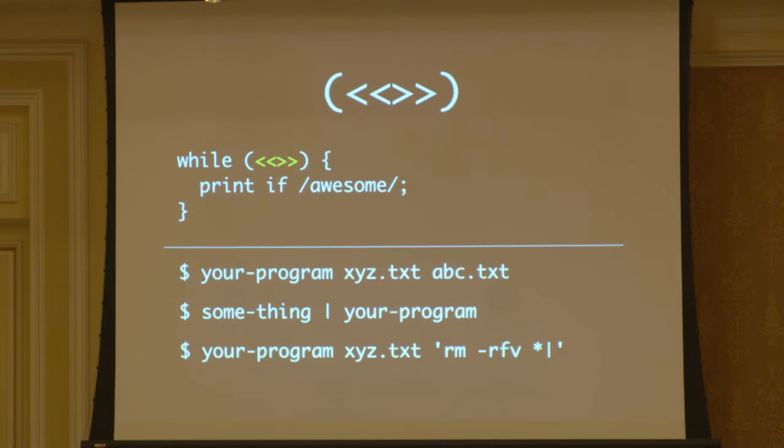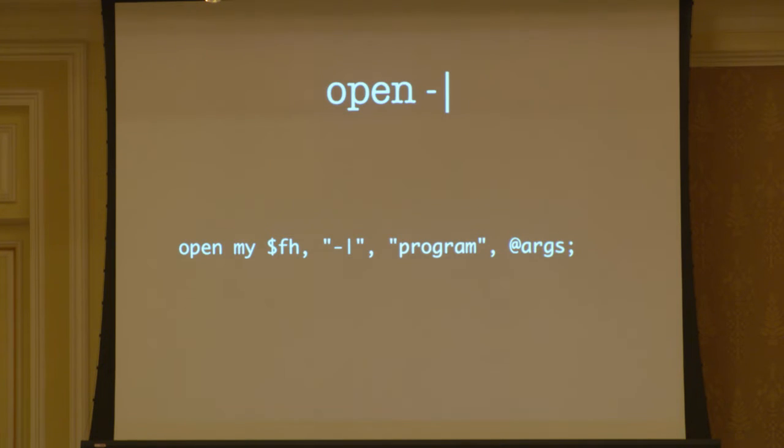But we've added the double diamond operator. Double diamond is exactly like diamond, but when it opens a file, it effectively uses three-argument open. There's no magic on the file name. It's great.